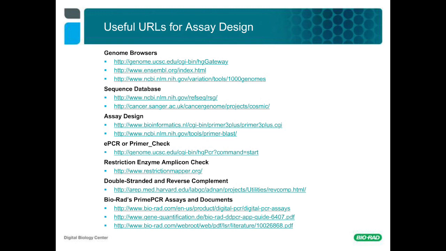Our first question is regarding assay design. What adjustments should be made if the amplicon has a very high GC content? That's a really good question. The best thing to do with a high GC content amplicon is to keep the amplicon short and the assay within the optimal TM range.